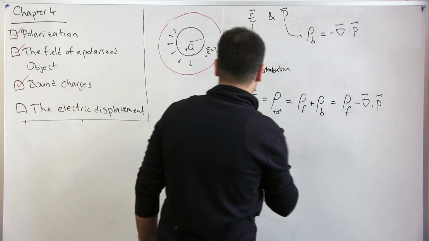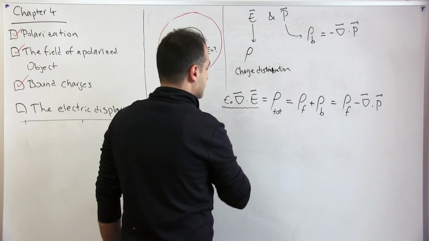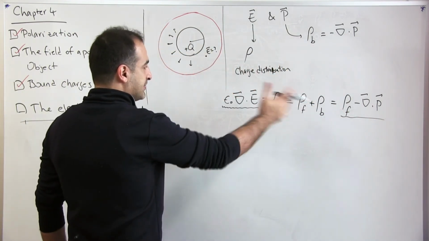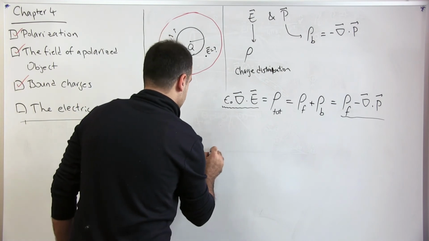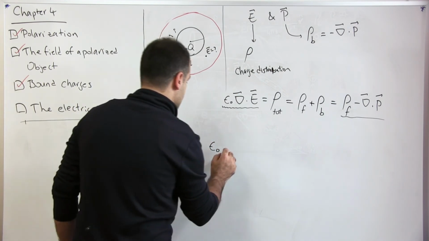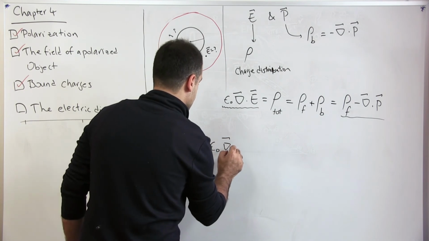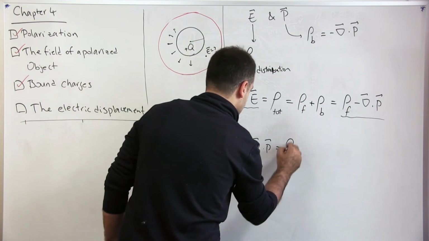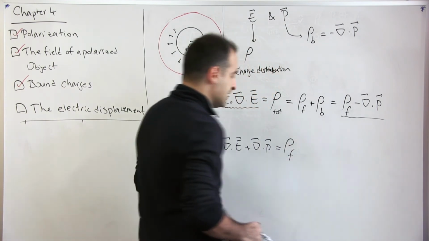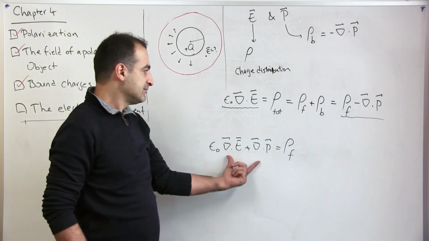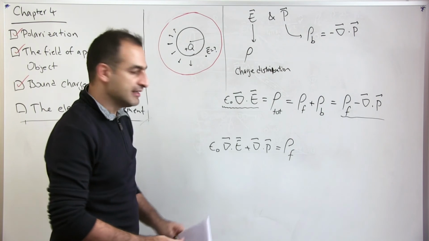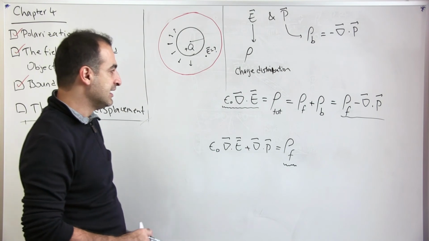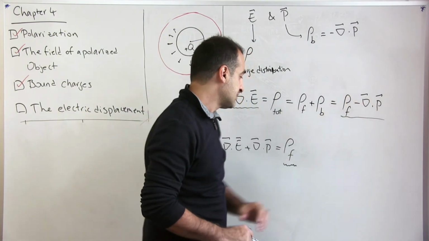So if we look at this, now we have epsilon 0 E here, and we have these two terms here. I can put this back and define something like this: epsilon 0 times divergence of E plus divergence of P is rho F. This form of the equation is a lot more helpful than what we have on the top, because here we have rho F, which is usually obvious. The divergence of P is not always obvious.